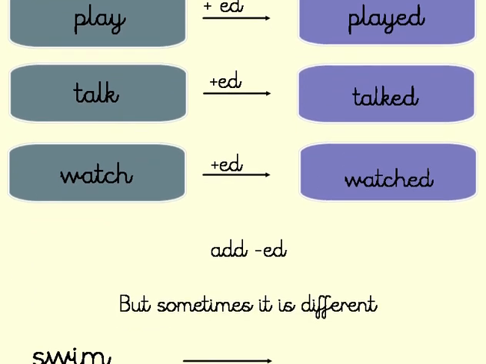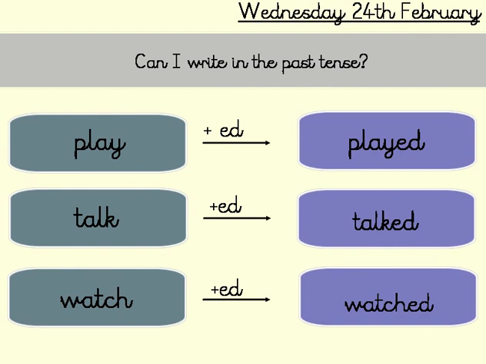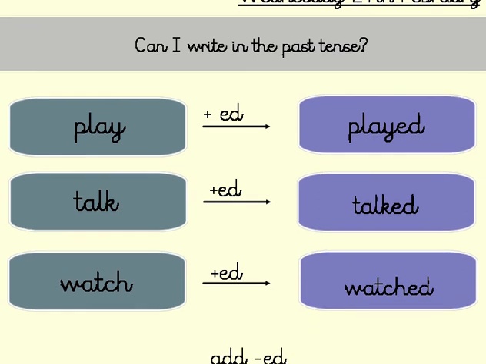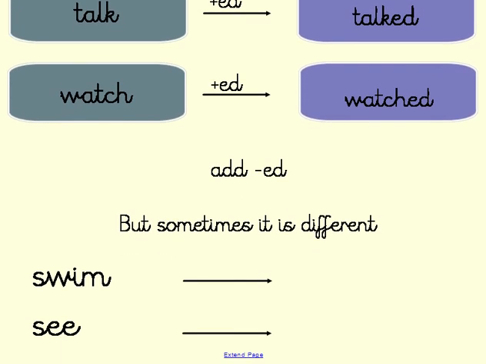But sometimes it's different. Let's have a look at some of those irregular verbs, so verbs that don't follow that rule of just adding ed to make it sound like it's happened in the past. So, swim. How are we going to make that past tense? Do we write swimmed? Have a think. Last summer, I swimmed in the sea. Doesn't sound right, does it? So some of them don't follow that rule, and we just have to learn them. So last summer, I swam in the sea.